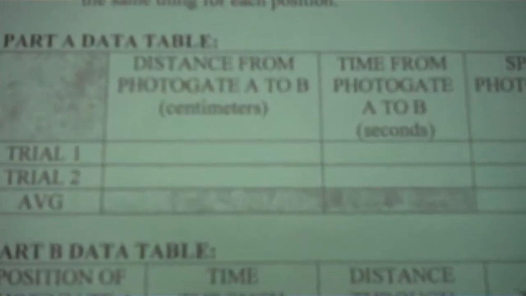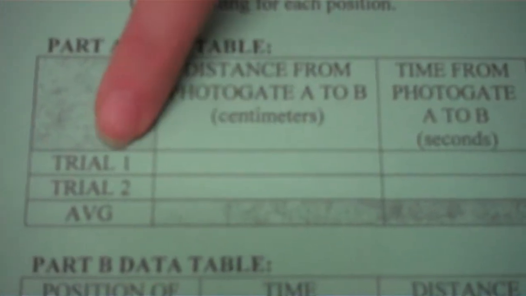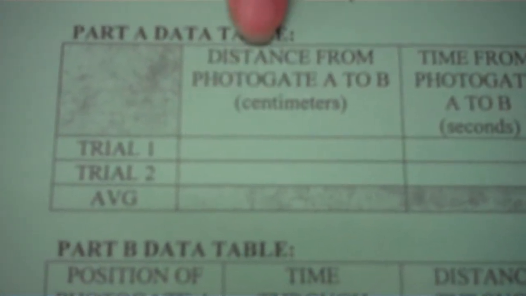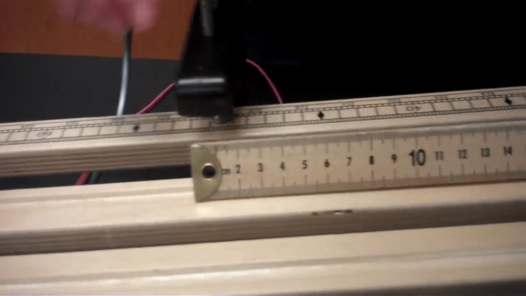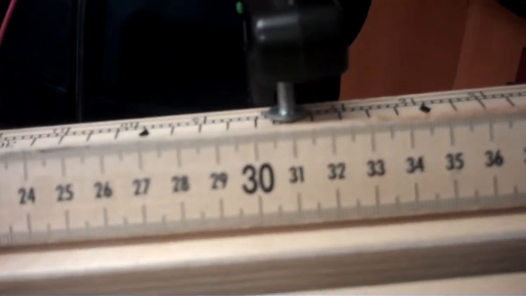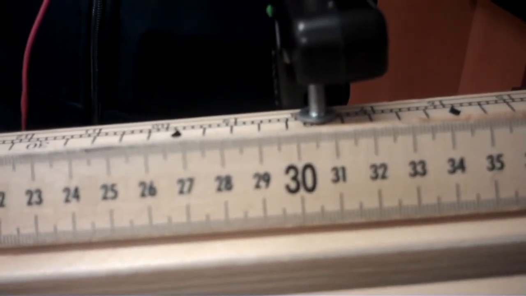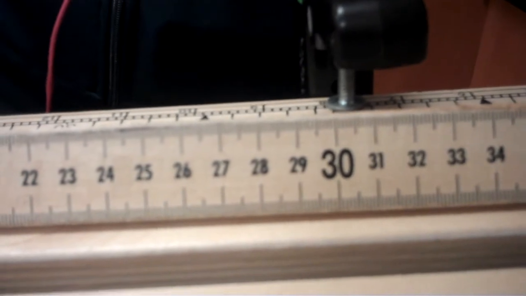So for part A, we have two photo gates connected, and the first thing that you have to record next to trial 1 is the distance between the photo gates. So I'll place this meter stick here, and then you should be able to read the distance between the two photo gates and record that in the column that says distance from photo gate A to B. So your distance goes here.